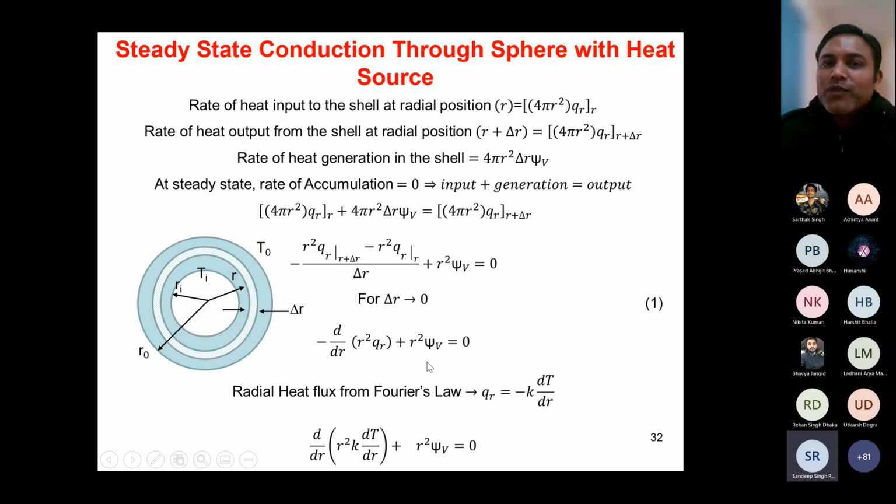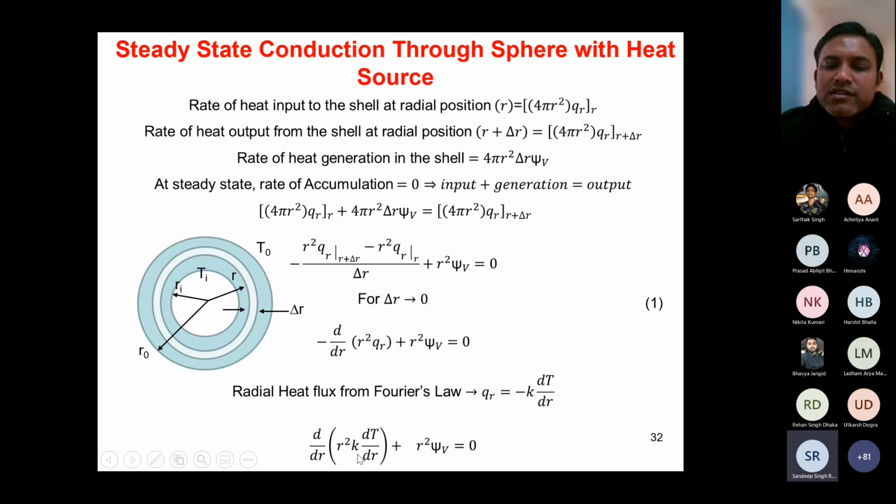Yes or no? Yes, sir. Now we can rearrange this equation by putting in Fourier's law of heat conduction. Fourier's law of heat conduction in this case is QR equals minus K dT by dr, isn't it? So if you put QR equals minus K dT by dr in this equation, this minus sign gets cancelled out. What we get is d by dr of R square K dT by dr plus R square psi V equals 0, isn't it? Again, we are assuming that this K is independent of temperature.